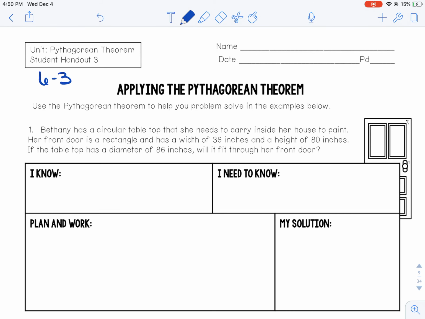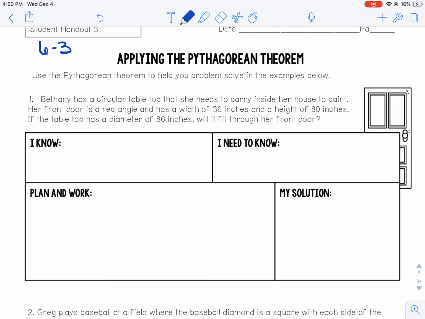All right, so the first situation is we have Bethany, who has a circular tabletop that she needs to take inside of her house to paint. The front door is a rectangle with a width of 36 inches and a height of 80. The tabletop is 86 inches across. Will it fit through her front door?